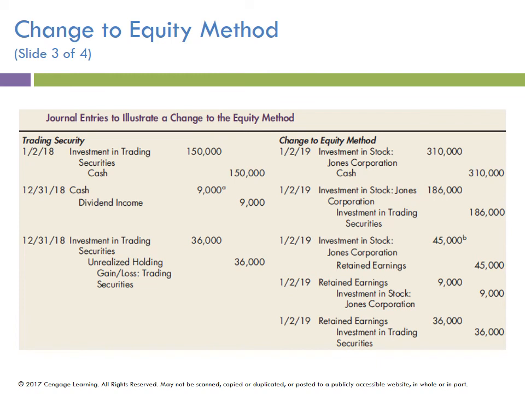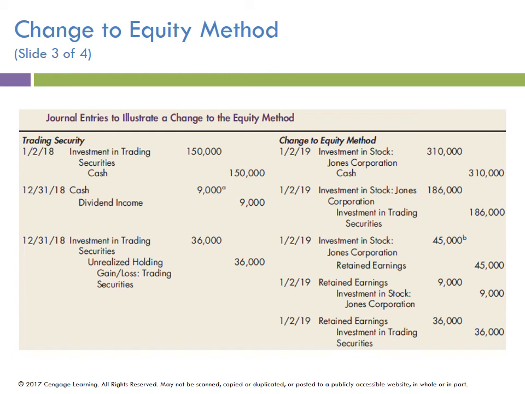Well, we would have never recorded dividend income of $9,000. Last year, we included that in net income. We want to take it out like it never happened. So we debit retained earnings and instead credit investment in stock, Jones Corporation, because that's what we would have done with that dividend, decreased the stock investment account.